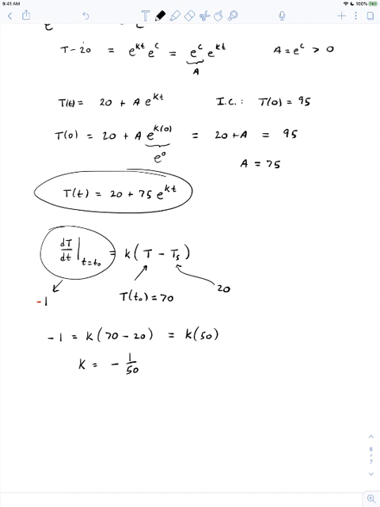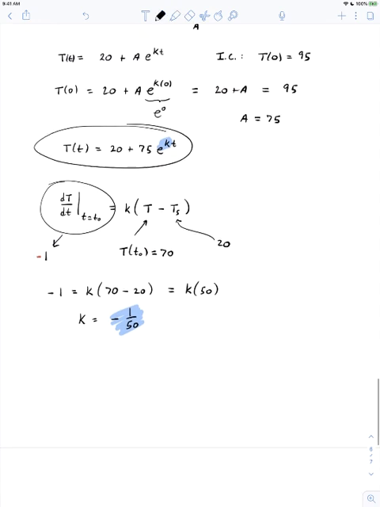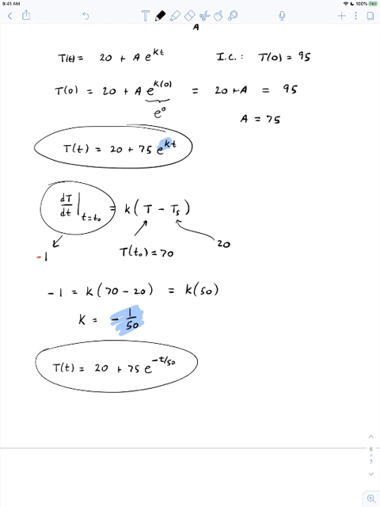So now we just plug this value for K back into our equation there. And that will give us our equation for the temperature. So the temperature at time t, or t units of time after this is begun, is 20 plus 75 times e to the negative t/50. And this is our formula. That's our formula there. Let me just make the 75 look a little bit more like a 75.